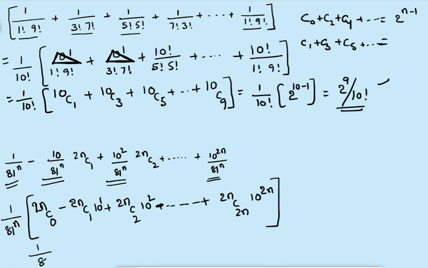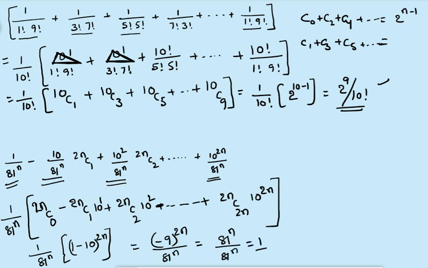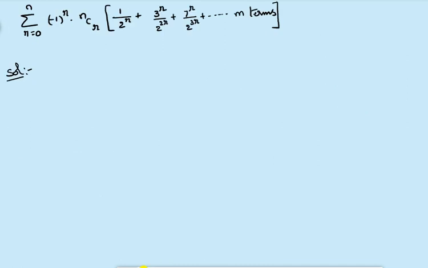Now we can write this one as 1 by 81 power n into the expansion of (1 minus 10) whole to the power of 2n. So that is nothing but (minus 9) whole to the power of 2n divided by 81 power n, that is equal to 81 power n divided by 81 power n, that is equal to 1. So this is the next question.